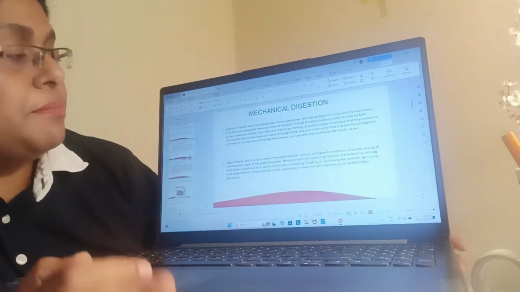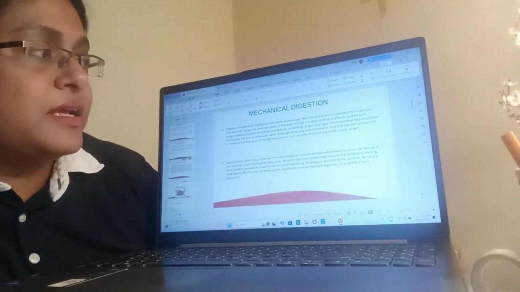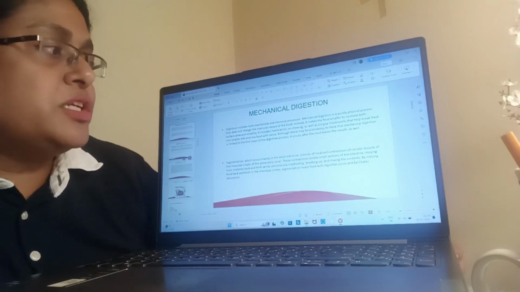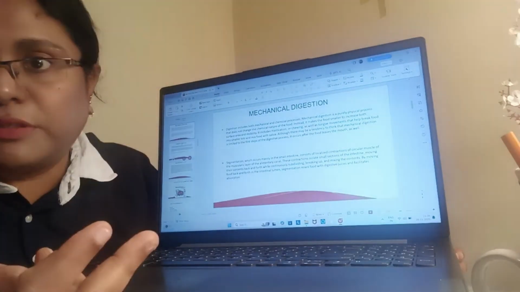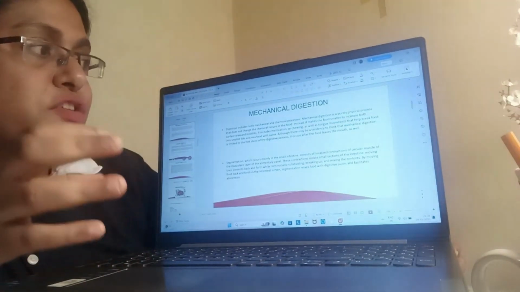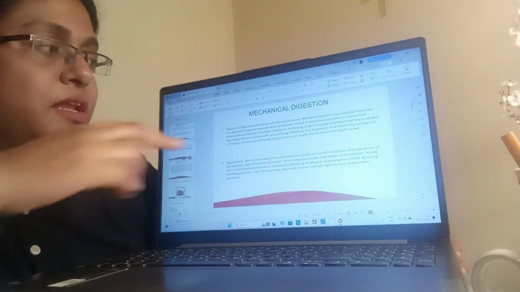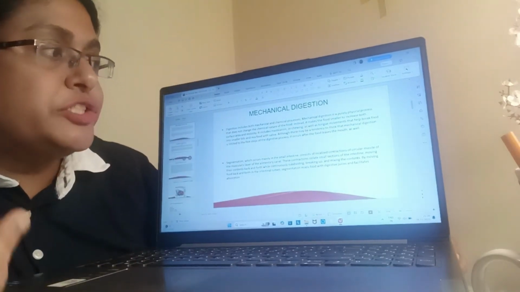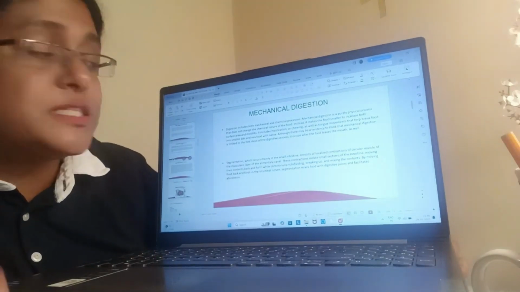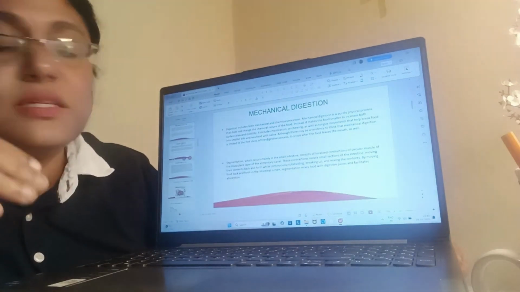So next one is mechanical digestion. Digestion involves both the mechanical and also the chemical process, as we already said. Mechanical digestion is purely a physical process. Mainly the food is made into smaller particles, and it includes mastication, chewing, as well as the tongue movements that break down the food particles into very small units, and the food is also mixed with saliva.